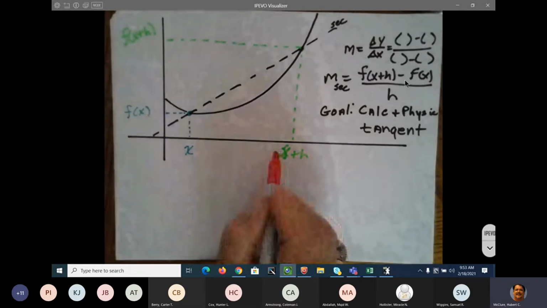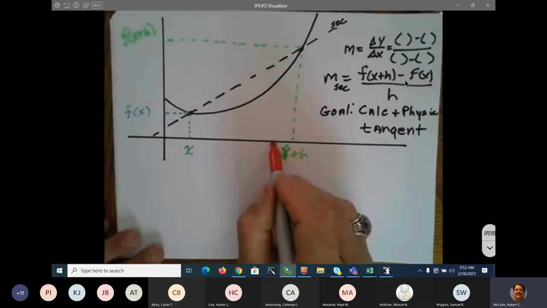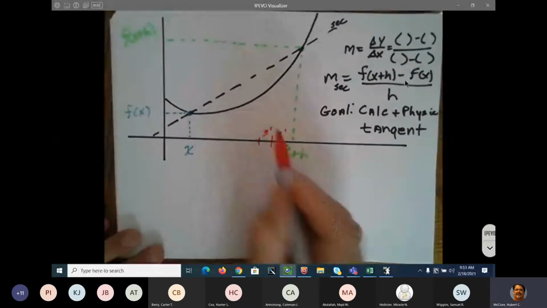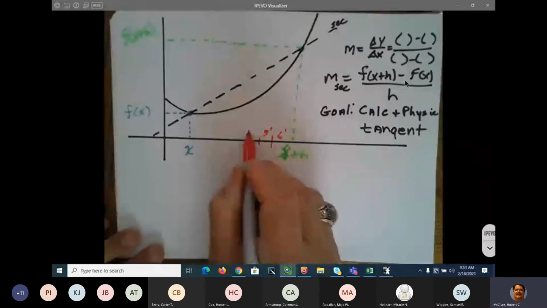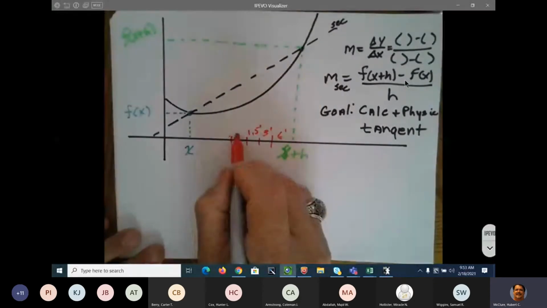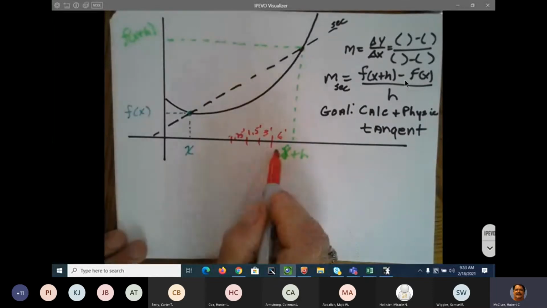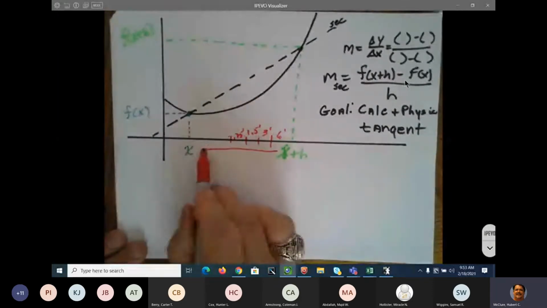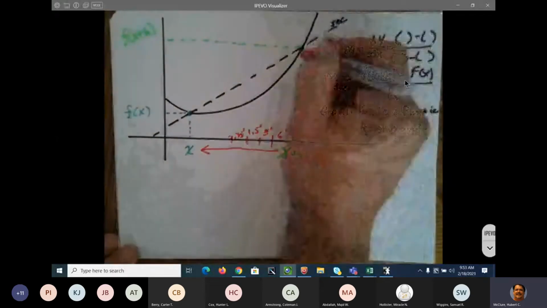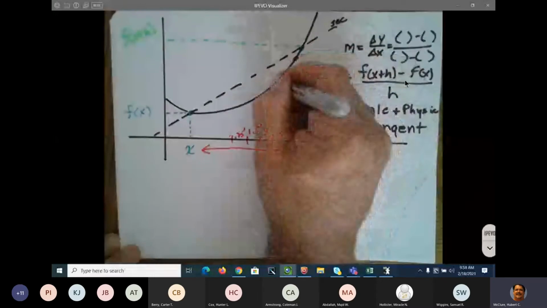If I decrease h, if I bring, here's my 6-foot step, here's my 3-foot step, here's my 1.5-foot step, here's my 0.75 step. If I apply the limit theory and I bring this h toward x, what will happen to this point? It'll start coming down. Everybody with me?